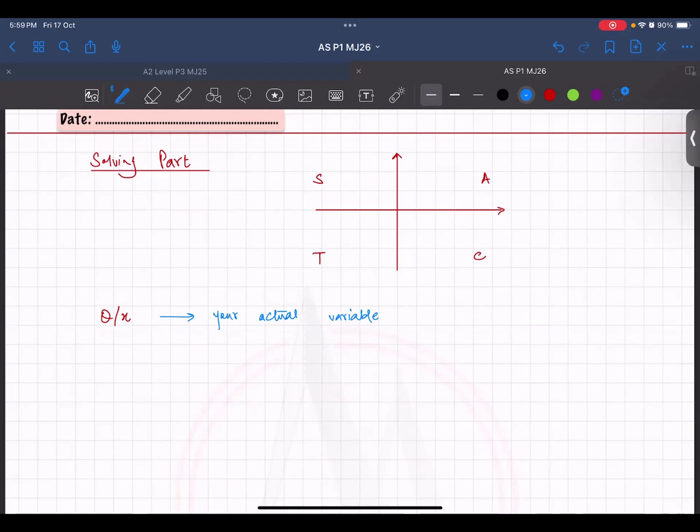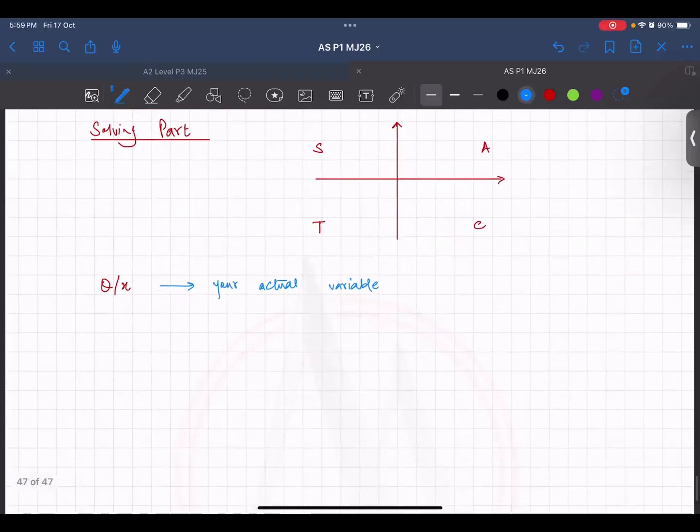For example, the question is sine theta is equal to 0.5 something. So theta is the actual variable. You're trying to find the theta. And this theta can be positive, it can be negative, it can be acute or obtuse or reflex, or more than 360 as well. It can be any angle.